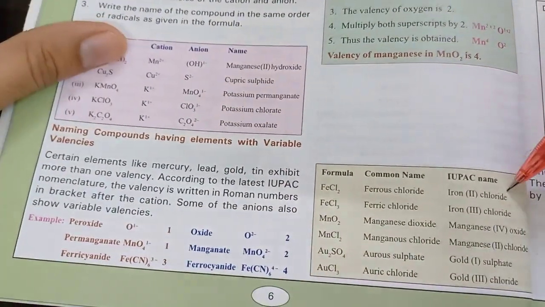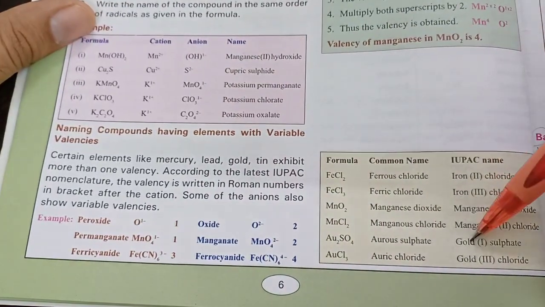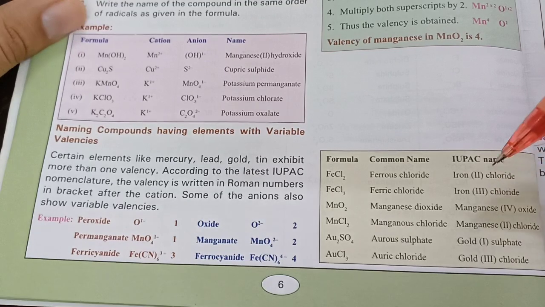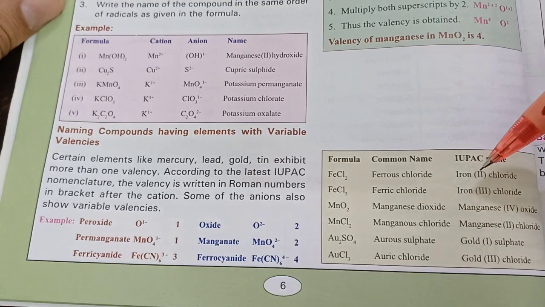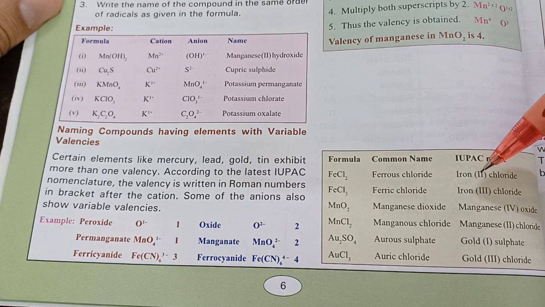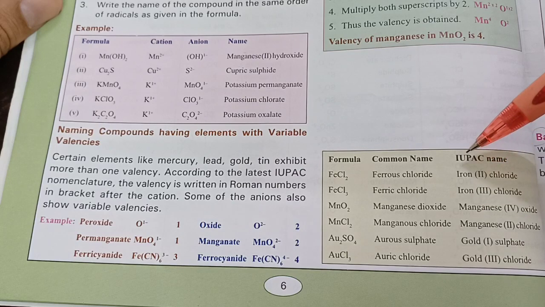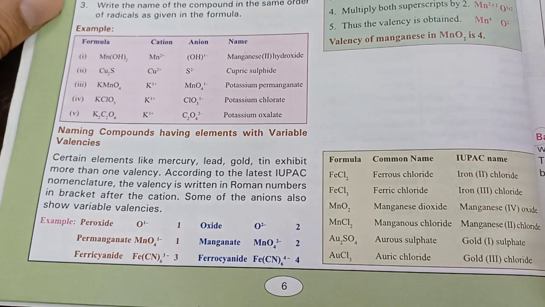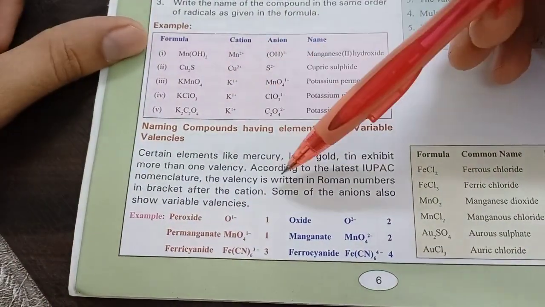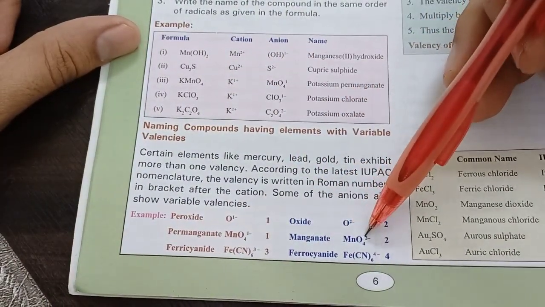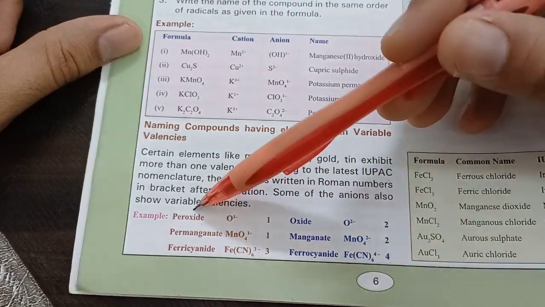And whenever you write the IUPAC name, make sure you write the variable valency in brackets for metals like iron, manganese, gold, because they have variable valencies. We don't write it for sodium, potassium, because they don't have variable valencies. All metals form cations. Can you name a cation which is not made up of metals? Well, ammonium and even hydrogen. Now notice the difference. Manganate is MnO4 2 minus and permanganate is MnO4 1 minus. Oxide is again 2 minus and peroxide is O2 2 minus.